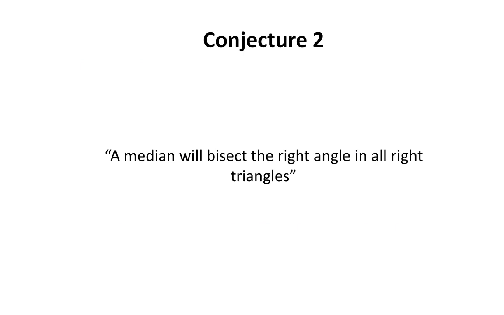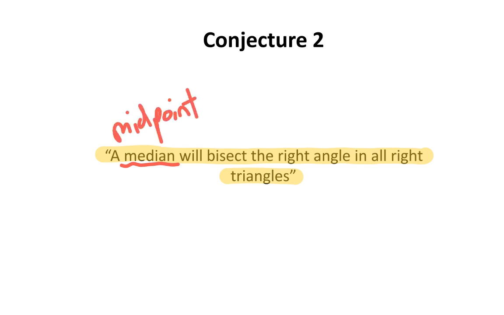Our second conjecture states that a median will bisect the right angle in all right triangles. There are some key terms to pay attention to. A median refers to a line segment that goes from a midpoint to a vertex, while bisect the right angle means cut a right angle in half, meaning that 90-degree angle now is cut up into two 45-degree angles.